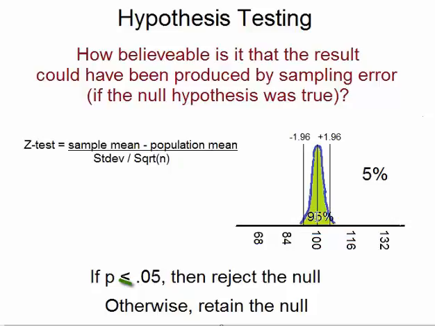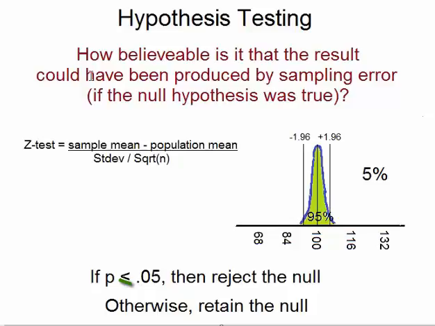The closer the z-test is to 0, the closer the sample mean is to the population mean, the more believable it is that the result could have been due to sampling error. The bigger the z-test is for a two-tail hypothesis test, either in the negative direction or the positive direction, the less believable that the result could have been due to sampling error. And we look up our cutoffs using the z-table, and they correspond to a positive 1.96 and a negative 1.96. 2.5% of the distribution of sample means is above a z-score of 1.96, and 2.5% is below a z-test of negative 1.96.